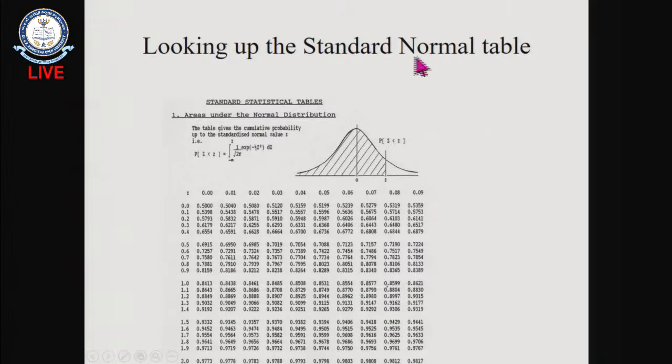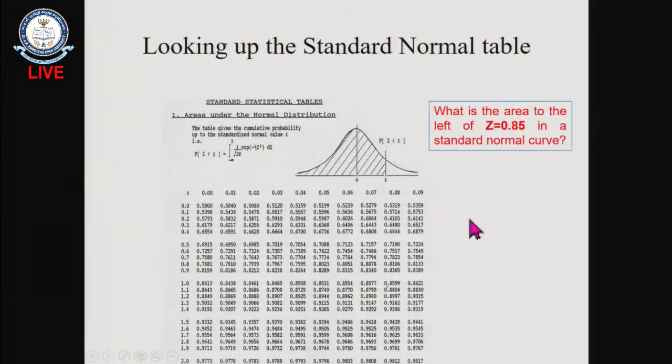Now, looking up the standard normal table, what is the area to the left of z equal to 0.85 in the standard normal variate? That is the question. Now how does a student identify it? Vertically we have to go to 0.8, after the decimal point considering the first digit only.